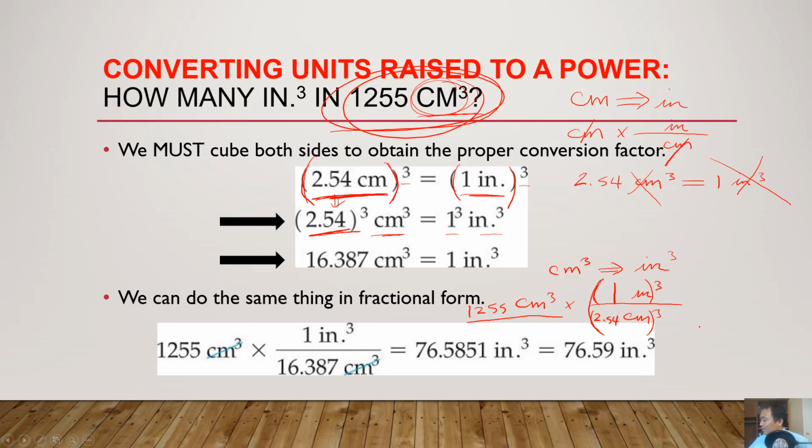Okay? Notice this in the box is exactly the same as this one. They are equivalent because you simply do the calculation of this 1 cubed and 2.54 cubed, which will give you 16.387. Okay? So you do this calculation, you will end up with exactly what you see over here. All right? Okay. Let's do maybe one more example.